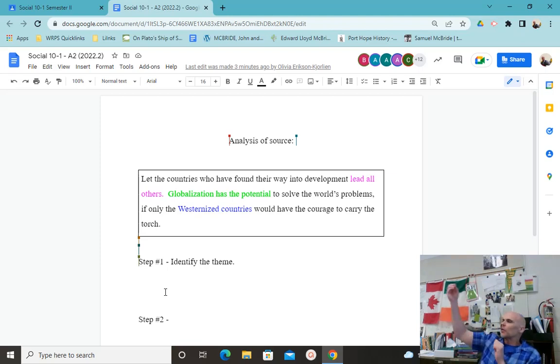After we've identified the theme and how the source connects to the theme, whether it celebrates or challenges it, what's our next step when we're looking at what's on the page?